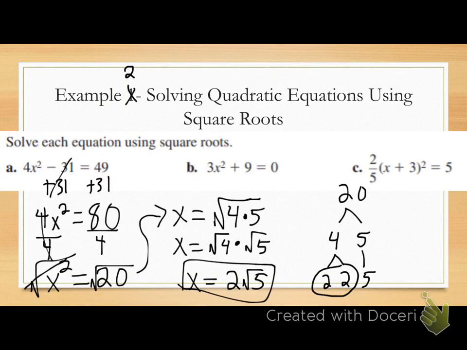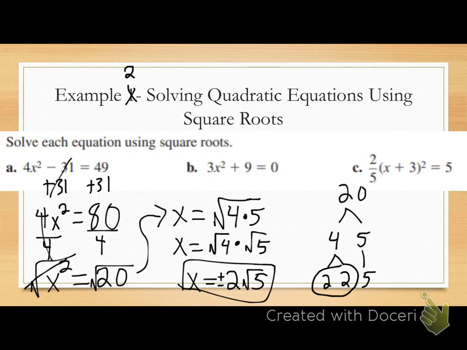Okay, so this is where we left off yesterday. Our answer was x equals 2 square root of 5, correct? Yeah. There's something I forgot to talk about with square roots. If I take the square root of something, I've got to account for the positive and the negative value. So this is actually going to be plus or minus 2 square root of 5. Okay? So let's talk about it real quick.